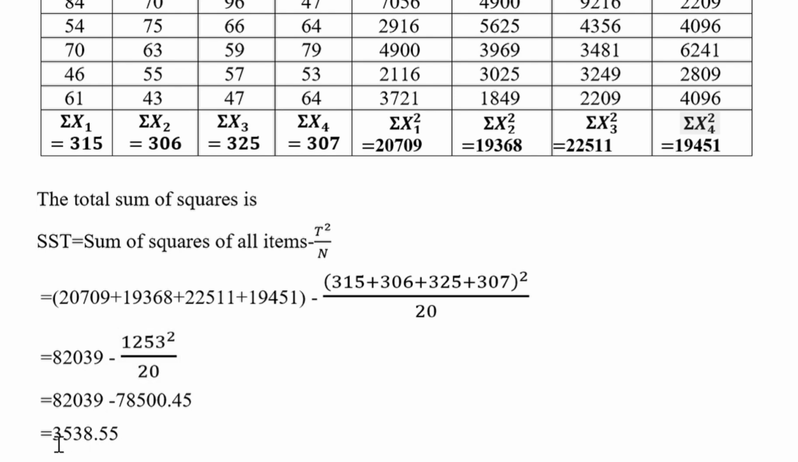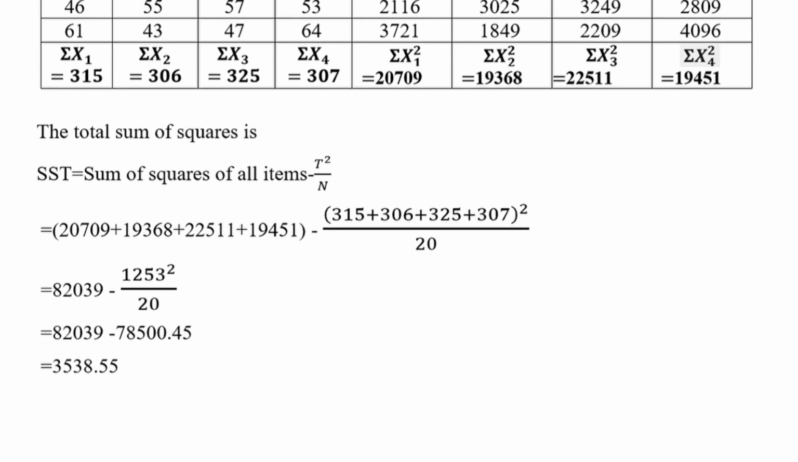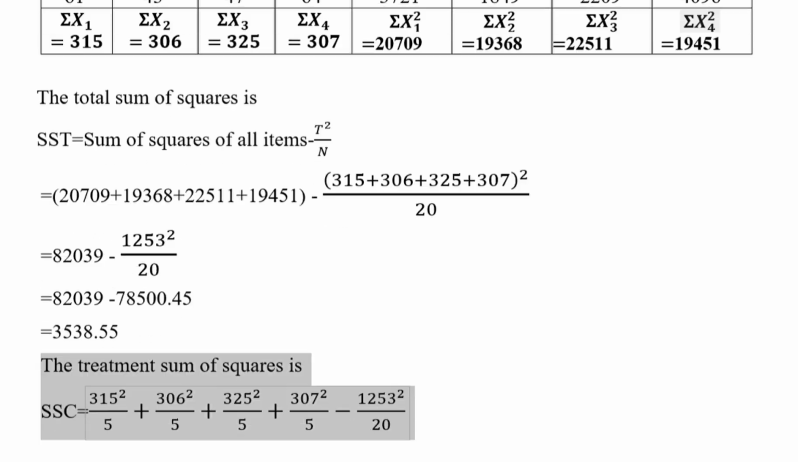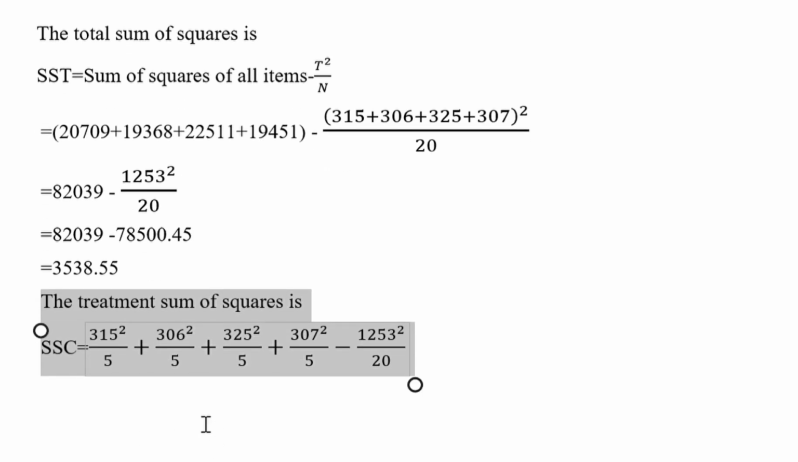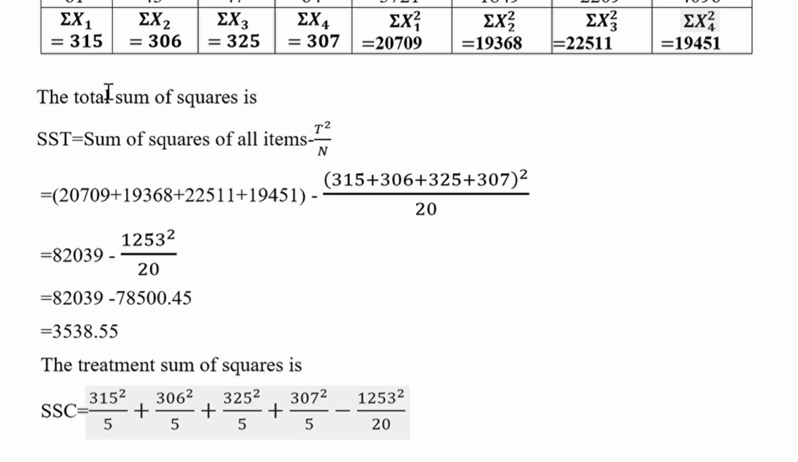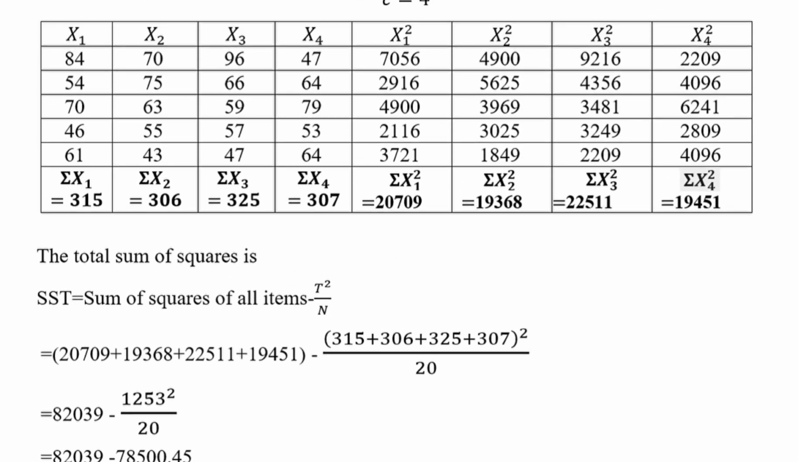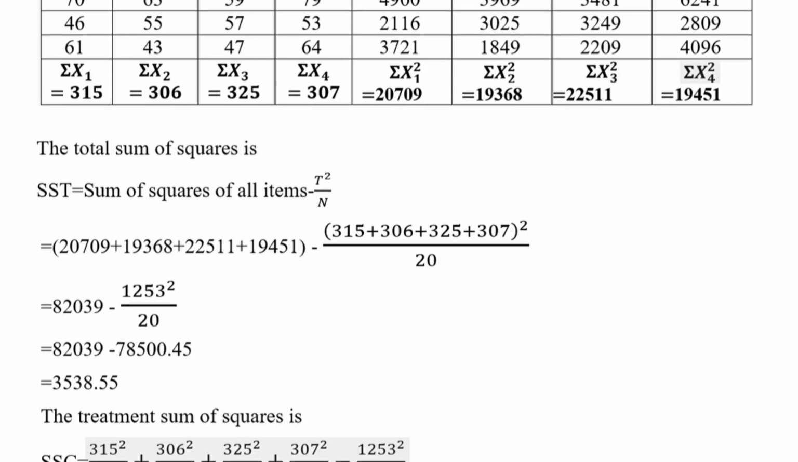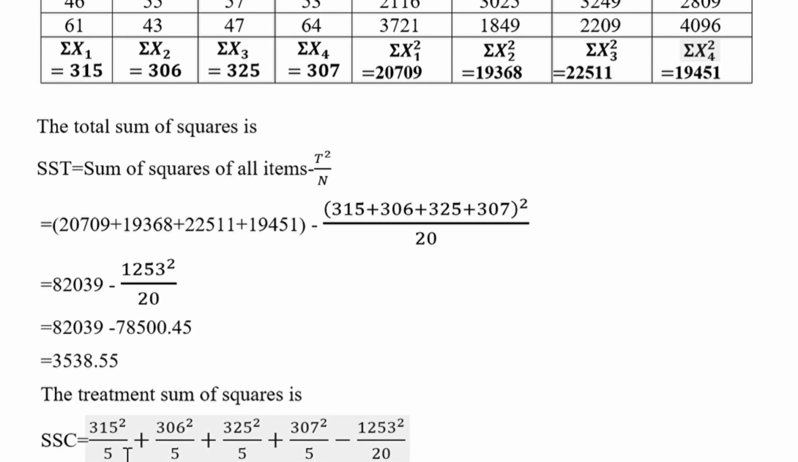and which boils down to 3538.55. That's our SST. Then we now start calculating our SSC. SSC is calculated by taking the totals for the individual samples, squaring each, and dividing by the number of items in the sample. So starting with the first one, the total is 315 and the number of items is 5. So we shall take 315 squared divided by 5.